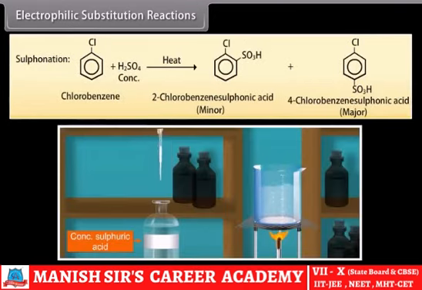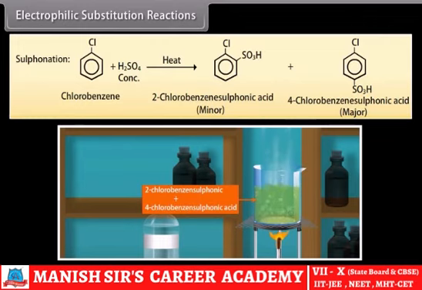Sulfonation. When chlorobenzene solution is mixed with concentrated sulfuric acid, it reacts to give 2-chlorobenzenesulfonic acid, which is a minor product, and 4-chlorobenzenesulfonic acid, which is a major product.